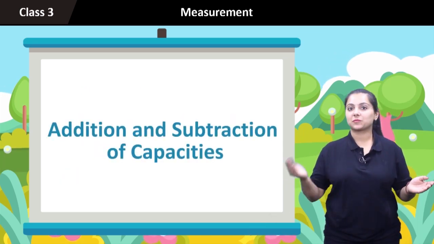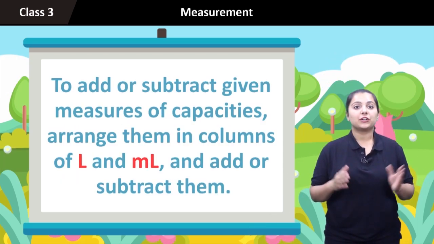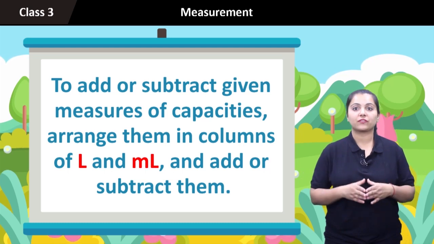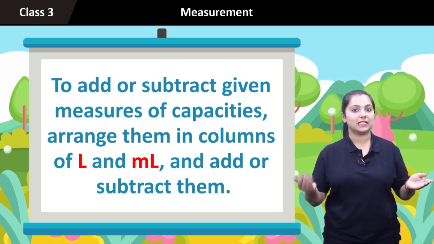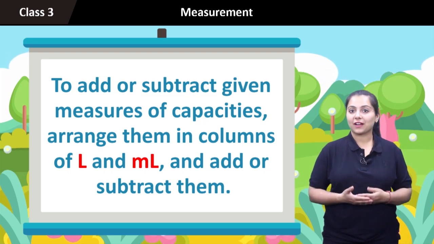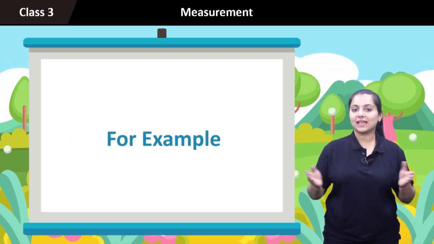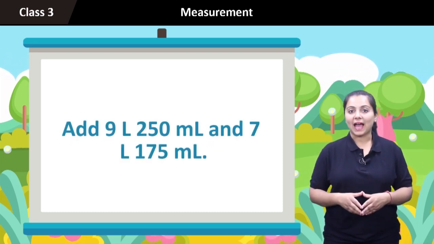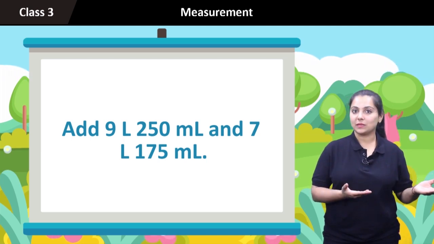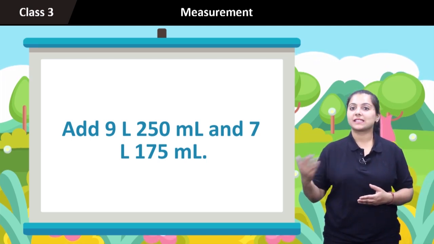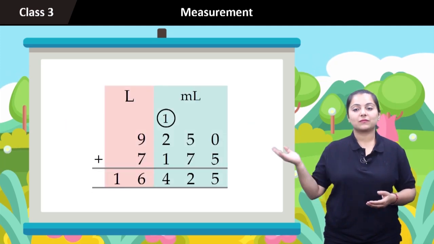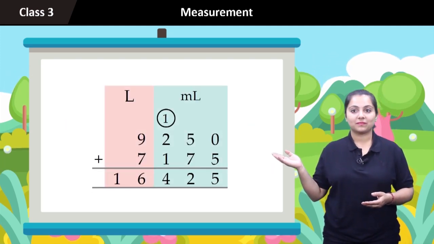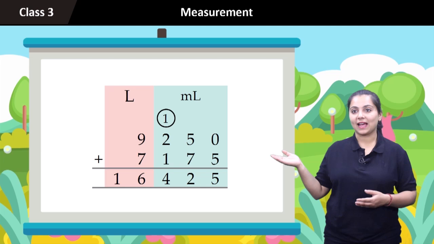Addition and subtraction of capacities. To add or subtract given measures of capacities, arrange them in columns of liter and milliliter and add or subtract them. Let's see an example. Add 9 liter 250 milliliter and 7 liter 175 milliliter. So, first of all put them in columns. Now, we will add them.